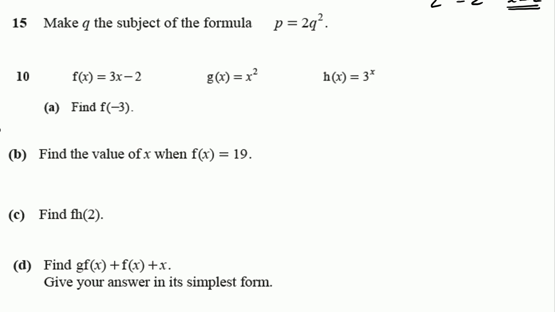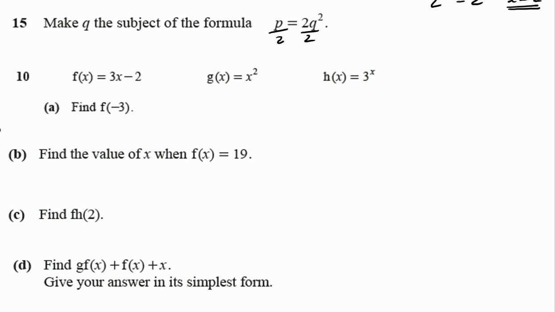Now I'm asked to make q the subject of the formula p equals 2q squared. Well, remember this is just like solving an equation. This is just like solving, say, 10 equals 2q squared. I would start by dividing by 2, and then I would take a square root. So that's what I'm going to do.